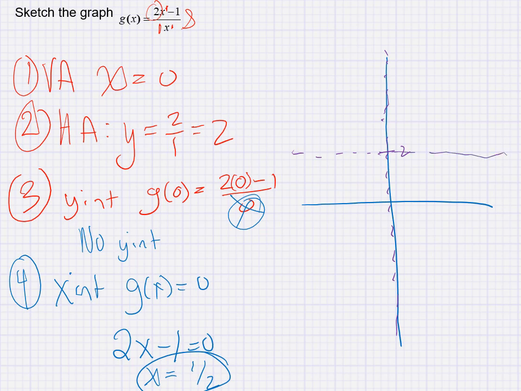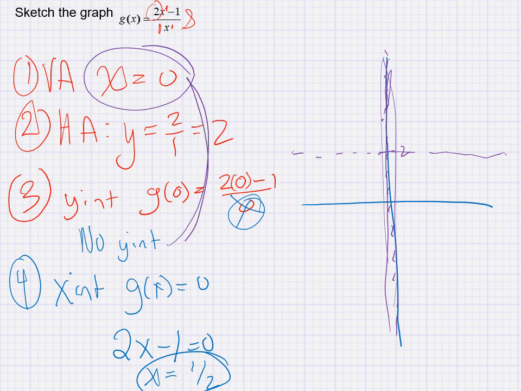There is no y-intercept. That's because the vertical asymptote is the y-axis. So if the vertical asymptote is this y-axis, you can't cross it. So there's no y-intercept. So these two things basically go hand in hand. X-intercept, 1/2. So here's 1, here will be 1/2. Okay? And we'll go draw our graph.